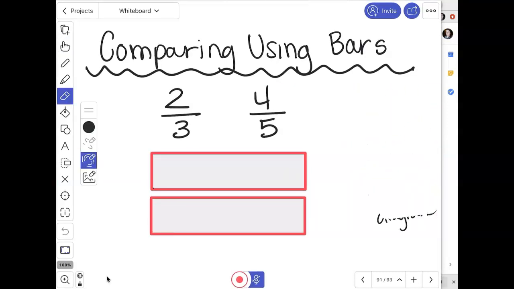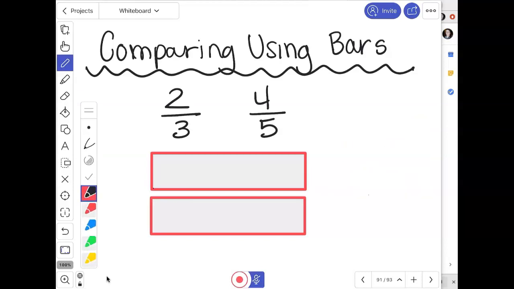Okay, so if you ever hear or see on a piece of work, fraction strip, fraction bar, or tape diagram, they're all the same thing.